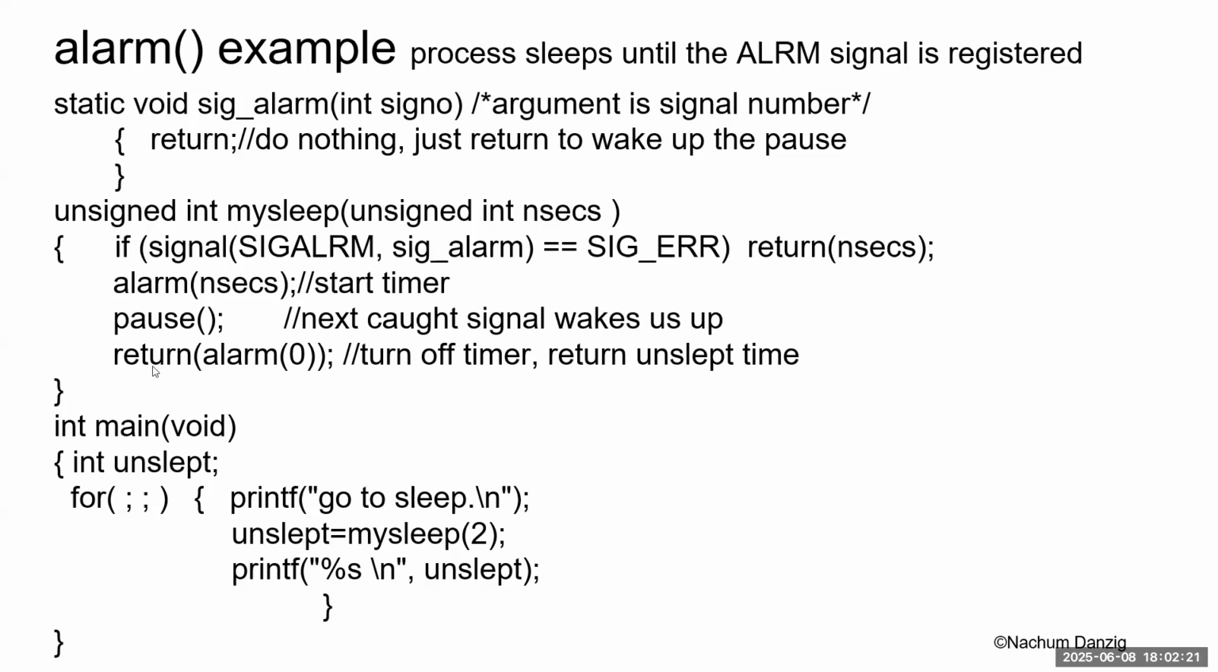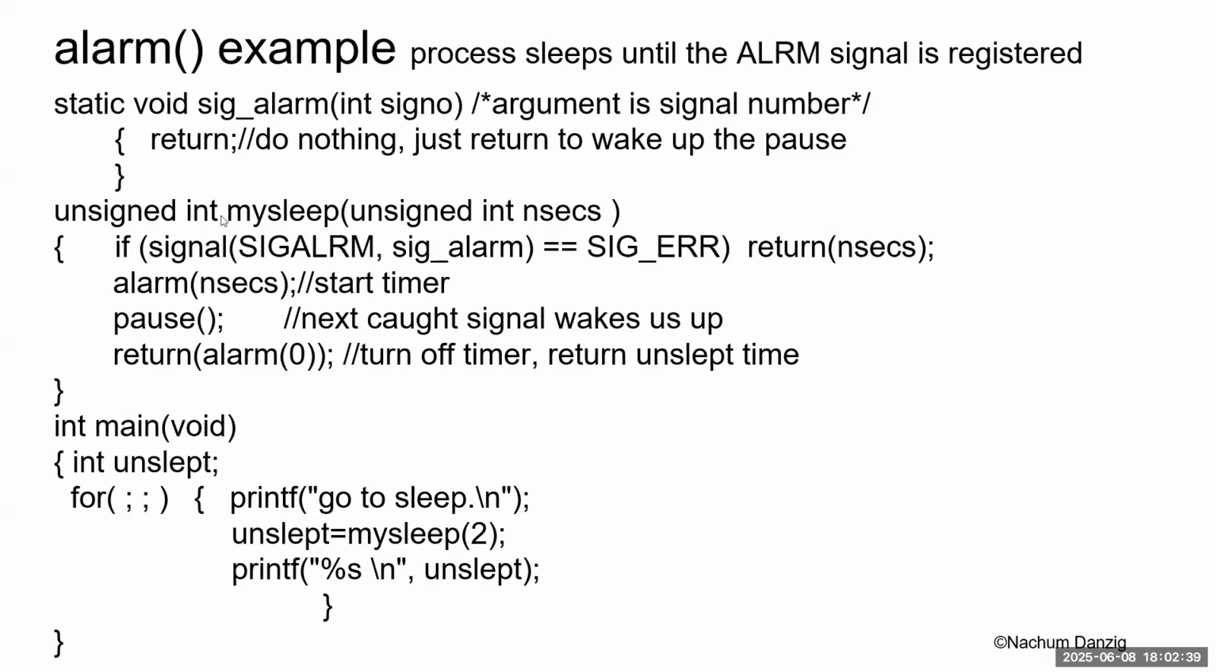Now I want to do it a little bit differently. I say like this: if sig alarm. So first thing here, first I declare a variable unslept. I make my loop, and I say go to sleep. Well, I just print that go to sleep. And I do my sleep. I run the function with 2.